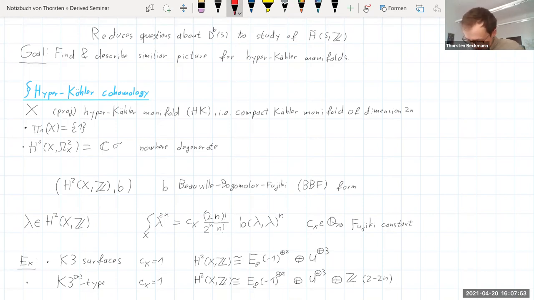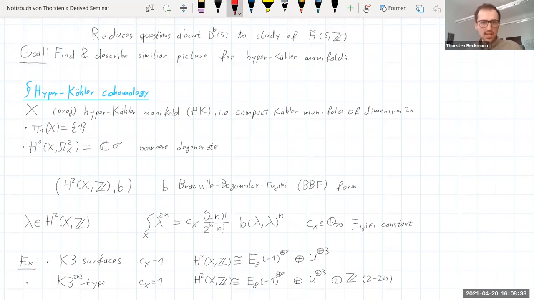Here there is a constant C_X, and this constant is a positive rational number. This is called the Fujiki constant. And then there is just some term depending on n. So one can think of the Bogomolov-Fujiki form just as an nth root, up to constant, of integrating the 2nth power of an element. And just a quick reminder, for K3 surfaces, the Fujiki constant is just one, and the second integral cohomology as a lattice is isometric to 2 times the negative definite unimodular lattice E8, and then 3 copies of the hyperbolic plane.